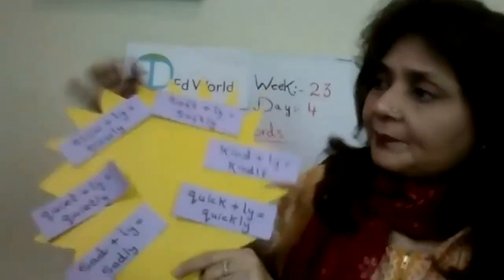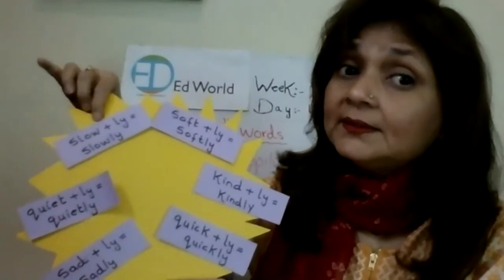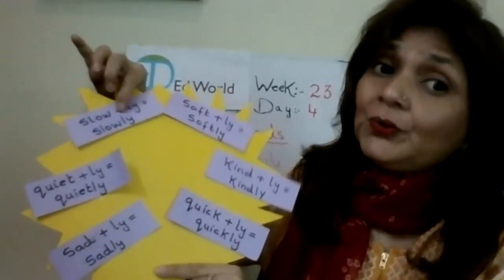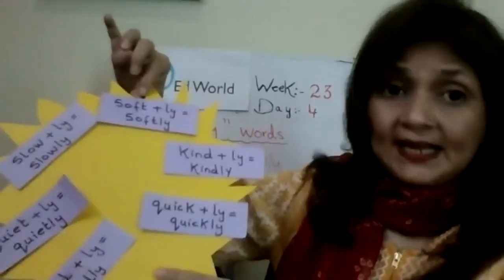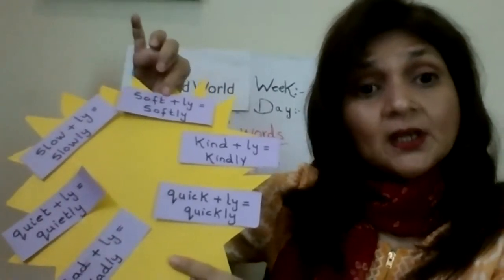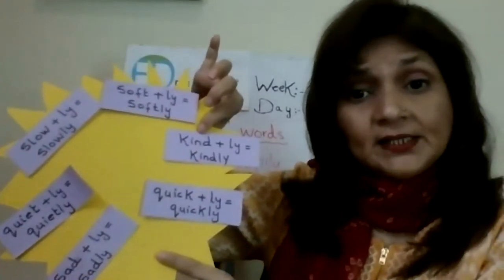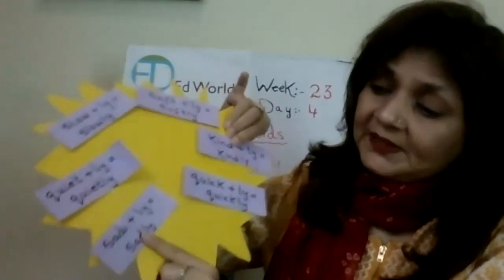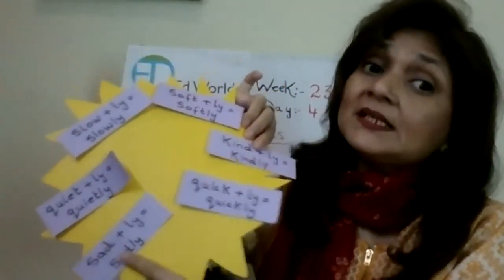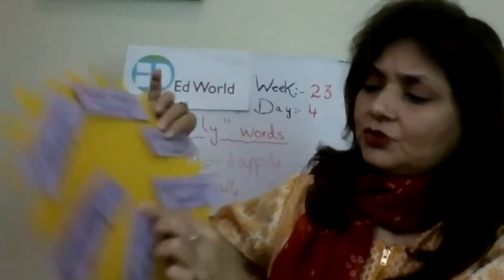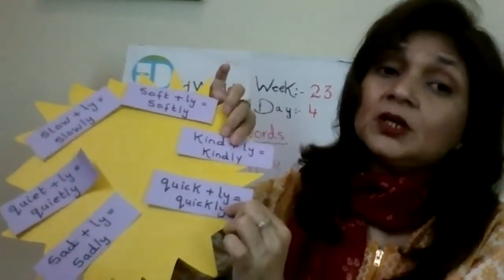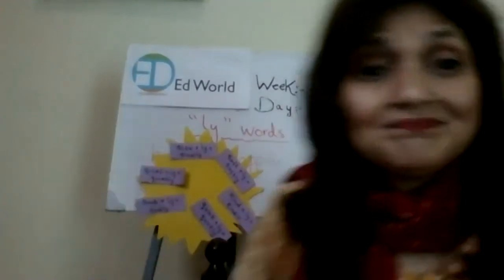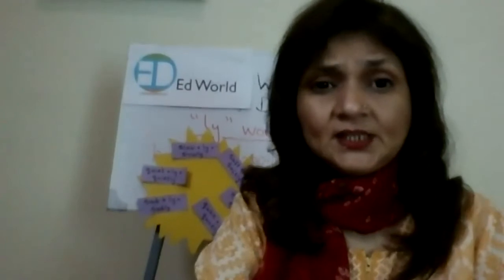Now see here. Slow was one adjective. So we have made slow plus ly. It becomes slowly. What does it become? Slowly. You got my point? In the same way, soft plus ly becomes softly. Kind plus ly, kindly. Quiet is another adjective, so quietly. Sad is another adjective, so we add ly, it becomes sadly. Quick plus ly becomes quickly. So these are all the adjectives that we have made into what? Adverbs, right? Now let's make sentences with a few of these words.